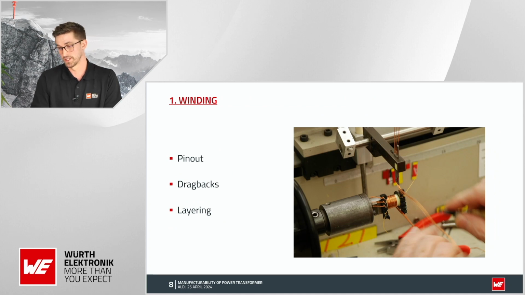When talking about winding, we must analyze three different topics: pinout, dragbacks, and layering. Each of them influences the others, but they can also affect the subsequent production steps, like soldering, terminating, and assembly. We will now see these three aspects in detail.